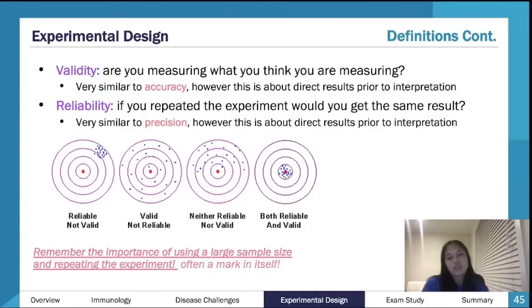It's similar to accuracy, but accuracy is basically, is this correct? Like, my plant has grown by 3 centimeters. Is this actually how much it's grown by? Has it grown by 30 centimeters and I'm using the world's worst ruler? That sort of idea. Reliability is if I repeated the experiment, is the result going to be the same? Precision is, are all my results within a narrow range?